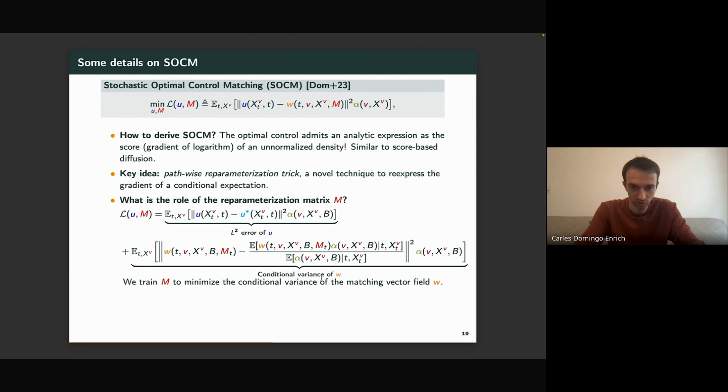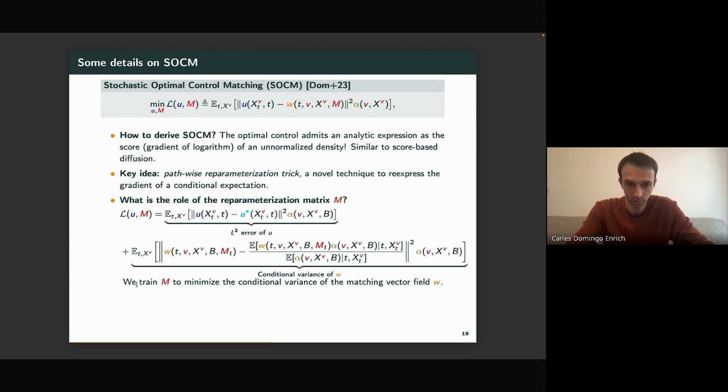And then the other term is just the conditional variance of W. You have the vector field W and its conditional expectation. This normalization is such that this is actually an expectation, so the weights sum to 1. Another way to rewrite this second term would be in terms of the optimal control U star. So my two terms are the difference between U and U star, and the expectation of the difference between W and U star.